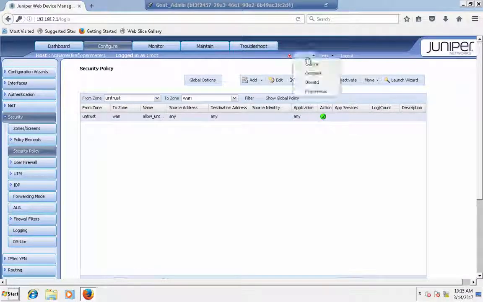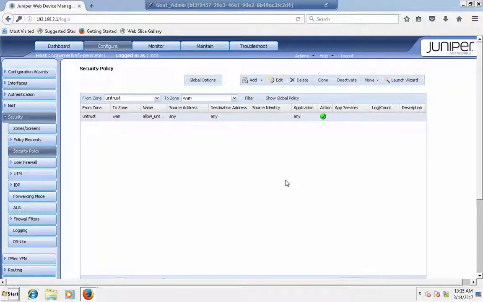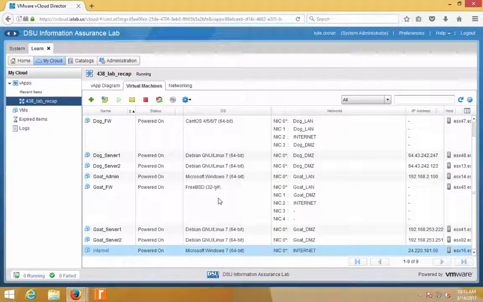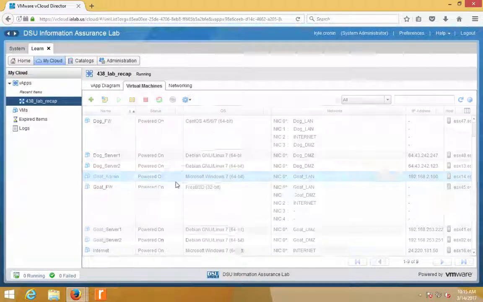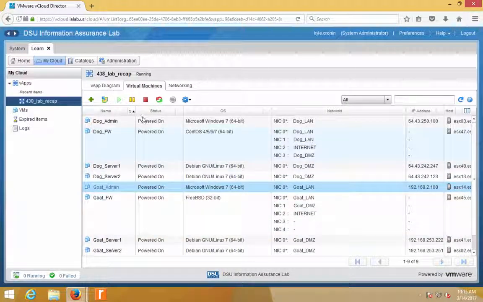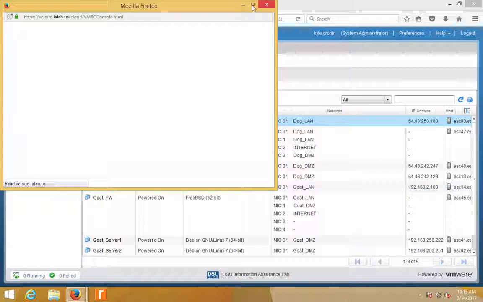Now we need to commit. Is there anything else we need to do on this firewall? Nothing that comes to mind. How about that? So we should be okay there. We open up dog. I should have pre-logged into this to allow, oops, not Goat, dog. Dog, admin, there we are. Should have pre-logged into this and let the little interface warm up, but I didn't.